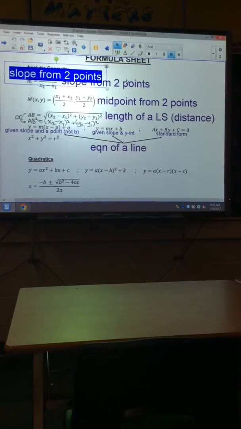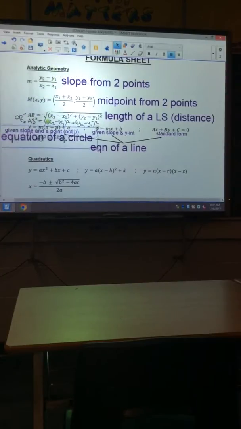Jill? Equation of a circle. Yes. Okay. What are you given if I'm asking you to make an equation for a circle? What would I give you? Yep, radius or 1 point. Good. Okay. Are there any questions about any of those formulas for the analytic geometry section?